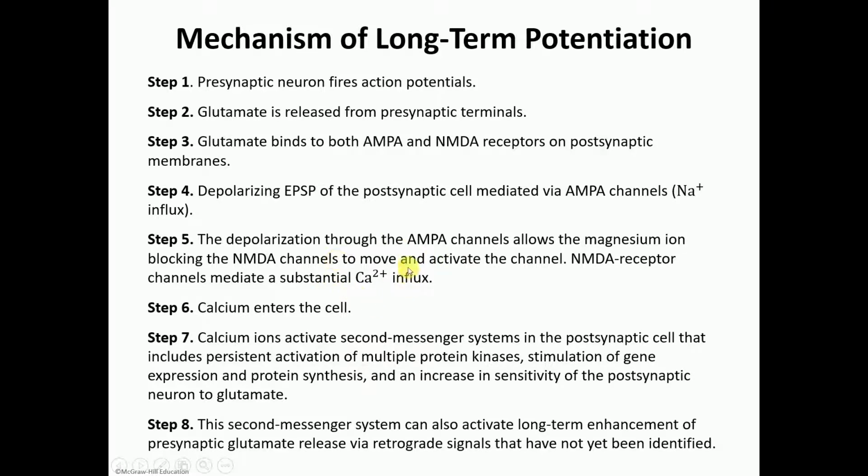When that happens, we'll open up the calcium ion channels, and that leads to calcium influx into the cell. Calcium acts as a second messenger in the postsynaptic cell, leading to the activation of different metabolic pathways, gene expression, protein synthesis. And it also increases the production and sensitivity of the postsynaptic neuron to glutamate. And somehow, by a mechanism that we do not know of, that calcium also increases the production and release of glutamate from the presynaptic neuron.